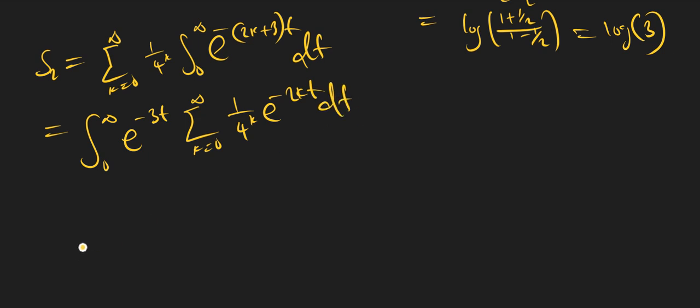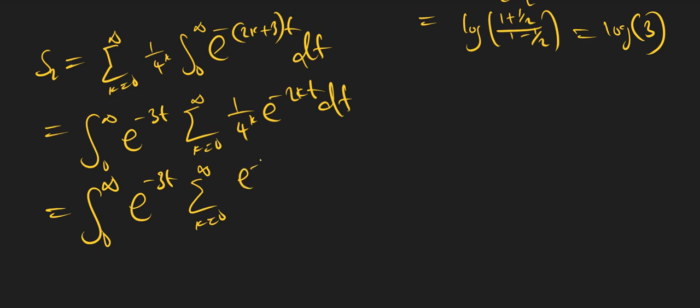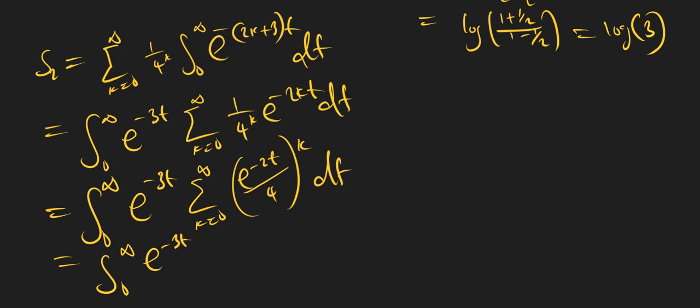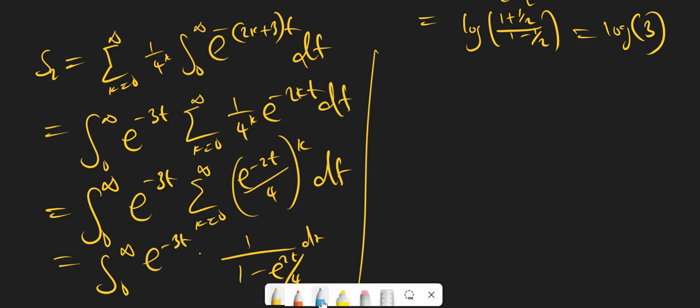And just like before, this is equal to the integral from 0 to infinity of e to the negative 3t times the sum as k runs from 0 to infinity of e to the negative 2t, all divided by 4, all to the k power dt. So we can now compute this and get the integral from 0 to infinity of e to the negative 3t multiplied by 1 over 1 minus e to the negative 2t over 4 dt. Let's go to the next page.